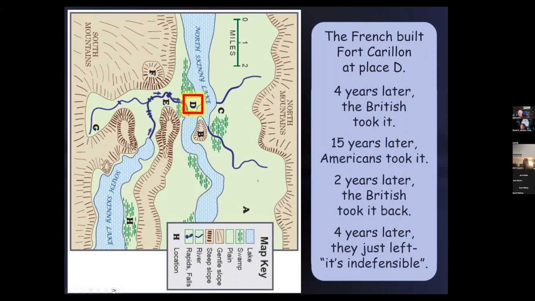4 years later, the British took it. 15 years later, the Americans took it. 2 years after that, the British took it back. 4 years after that, they just left. Because something happened over that 20-year period, turns out to be really important for how the Revolutionary War worked.